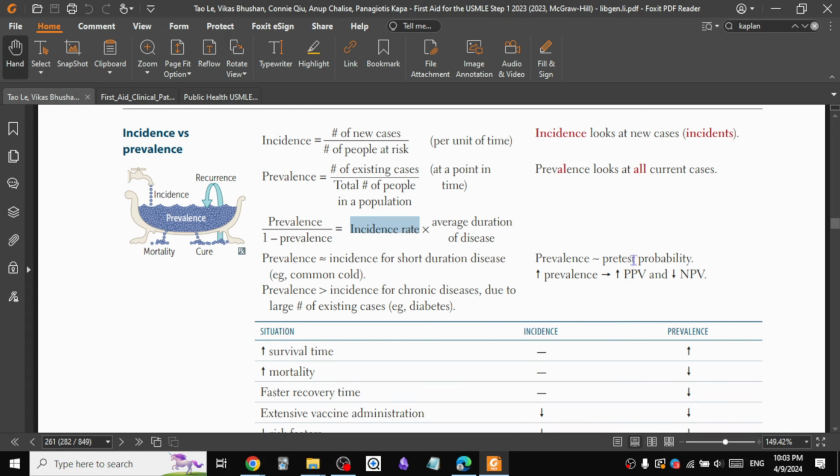So prevalence is the pre-test probability. And increasing the prevalence also increases the PPV, which should make sense to you now. If the disease has high prevalence, it should show higher positivity during testing, right? So it has high positive predictive value. So high prevalence, high positive predictive value. And high prevalence also means that you have low negative predictive value.